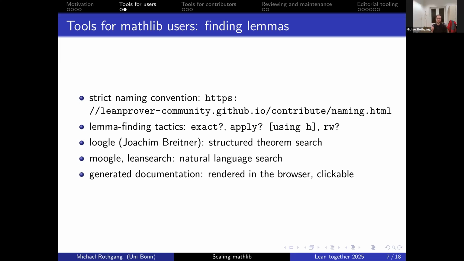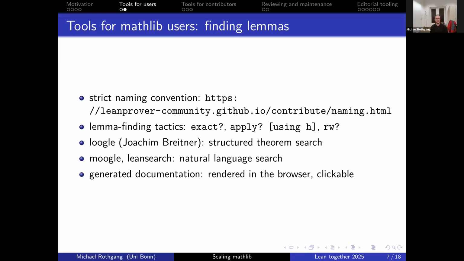At the same time, there are also tools using natural language search. So if you have the rank nullity theorem, perhaps you just want to search for that. And sure, you could grep through the Mathlib source code, that works well, but you can also do that in your browser. Google and LeanSearch do these kinds of things.